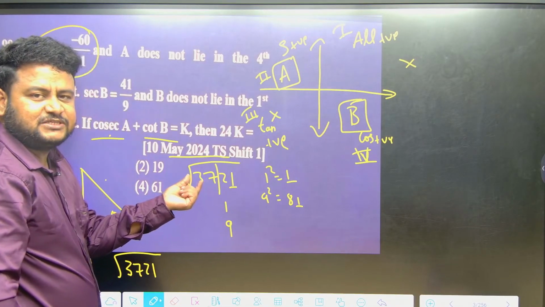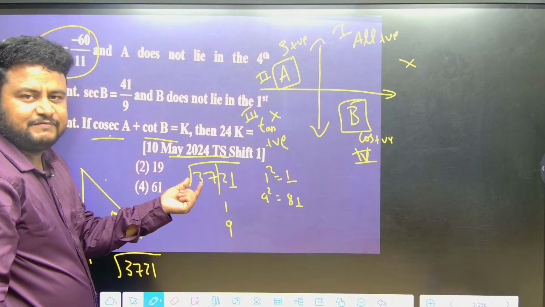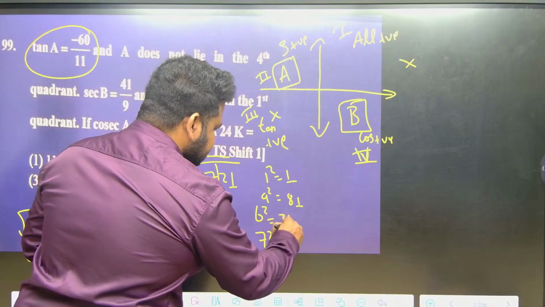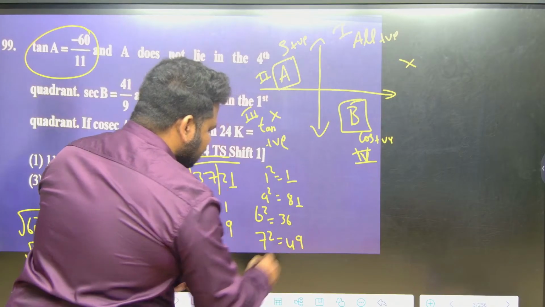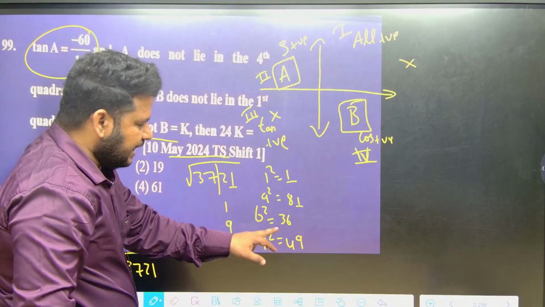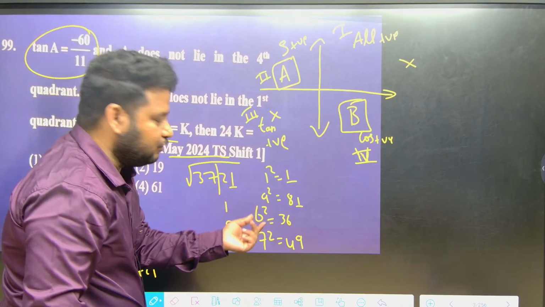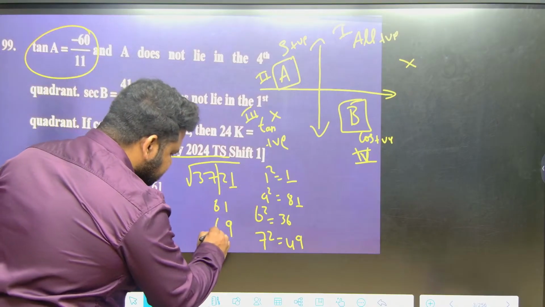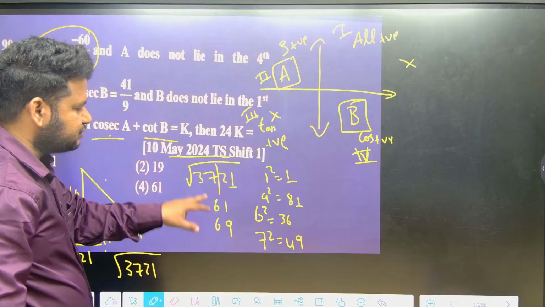37 is lying between which squares? It is lying between 6 square and 7 square, correct? This is 36, this is 49. So 37 is lying between these two, and out of this you have to take the lower value, that is 6 square, that is just 6. You write 6 here. Now we got two values for the square root of 3721.